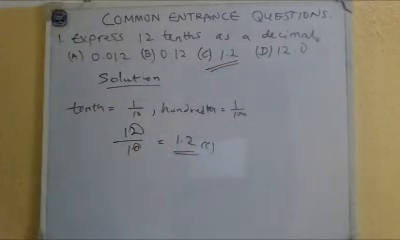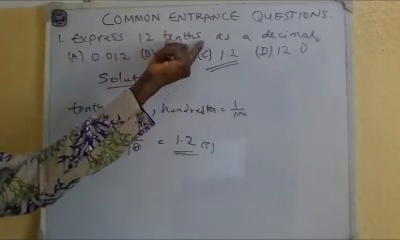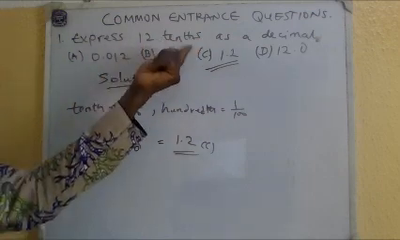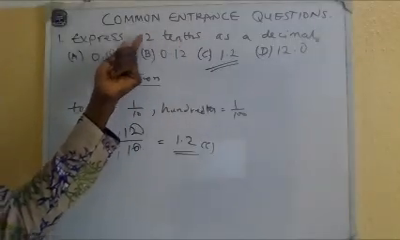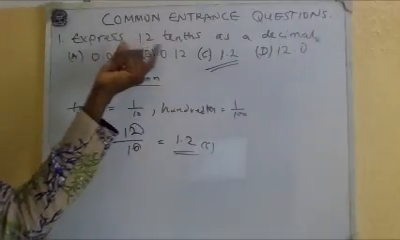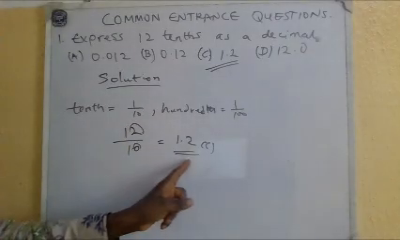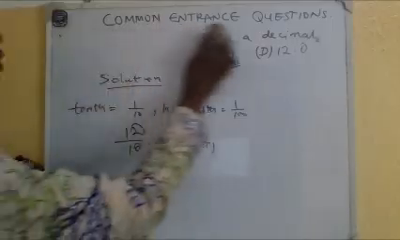So the key thing to note here is that 12 tenths, tenth means over 10. So 12/10. If we're given 13 tenths, 13/10. If you're given 14 tenths, 14/10. So whatever you have here over 10, you now express it as a decimal. By the time you divide 12 by 10, it will give you 1.2. Answer is C. So we'll move to the next question.